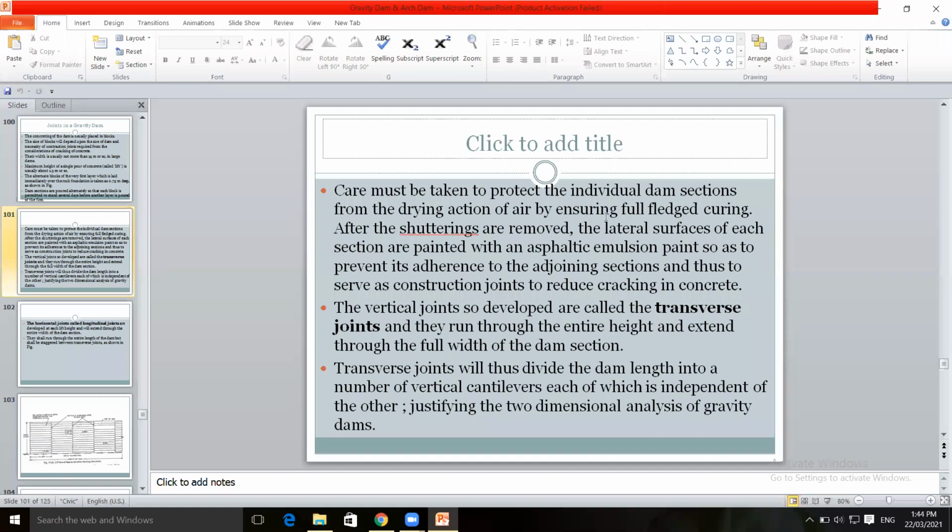Care must be taken to protect the individual dam section from the drying action of air by ensuring full-fledged curing. So these joints which are provided in the dam section must be protected from the drying action of the air. These joints are not allowed to get dried.